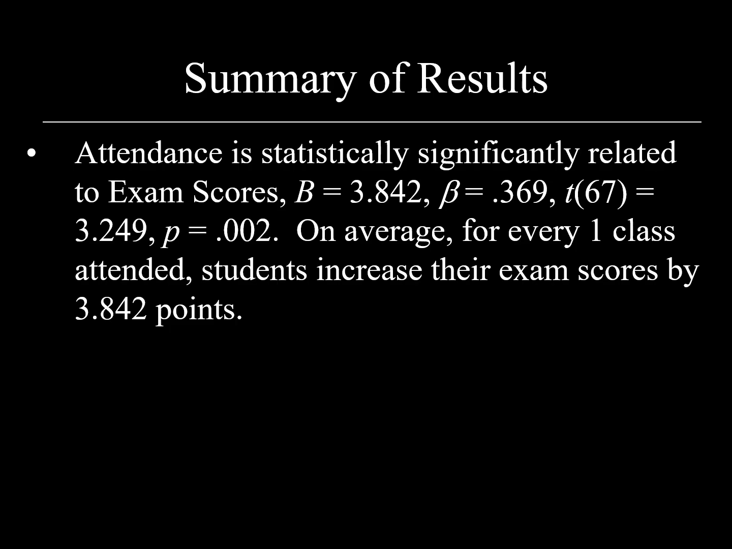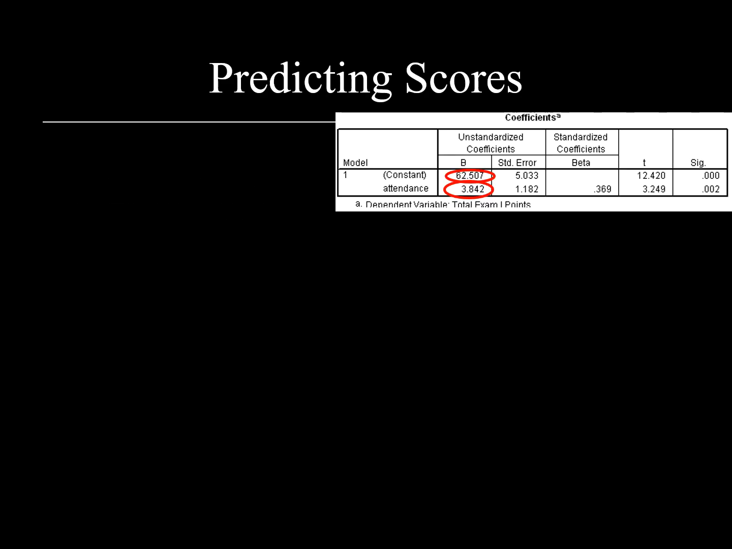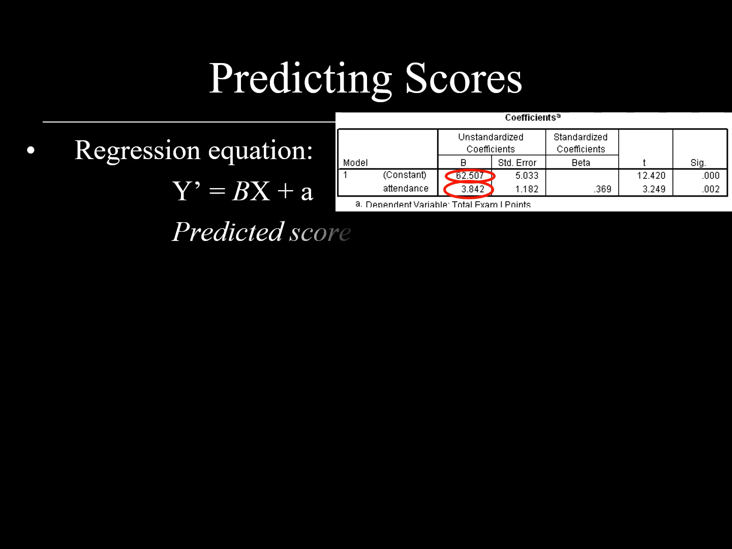Hopefully that helps you get a little bit of an idea of how you'd actually report this, but let's also talk about how we'd actually conduct predictions now based on this information. So again, we're looking at those predicted scores, that constant plus attendance, those two numbers that we started with in the coefficients. So our regression equation is bX plus a. So what does that mean? That means the b weight times their score plus the y-intercept. So we take the b weight, 0.3842, times whatever their score is, in this case, number of attendances, 1 through 5, and then we add the y-intercept, and that gives us our Y prime, our predicted score.